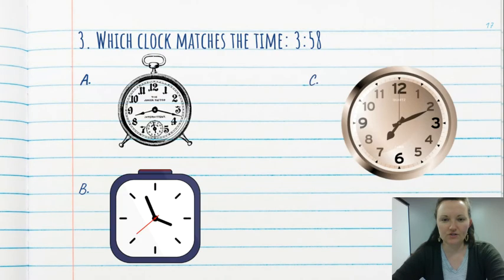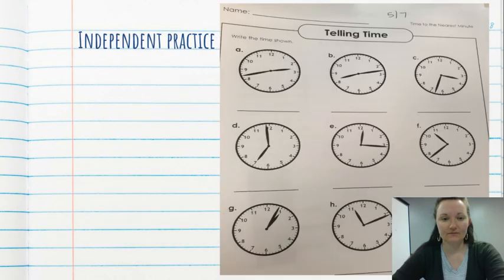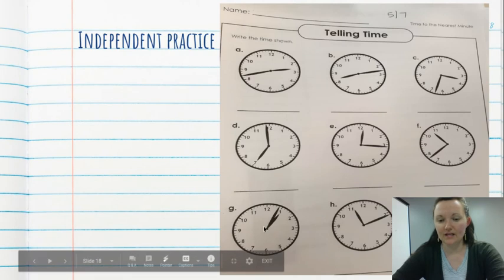Which clock matches the time 3:58? A, B, or C? Okay, so you can just put 3A or 3B or 3C. All right, so here is what your independent practice looks like. If you didn't already know, what you're going to do is you're going to write the times underneath just like you did yesterday. Okay, and then we'll go over the answers to this one during our Google Meet as well.